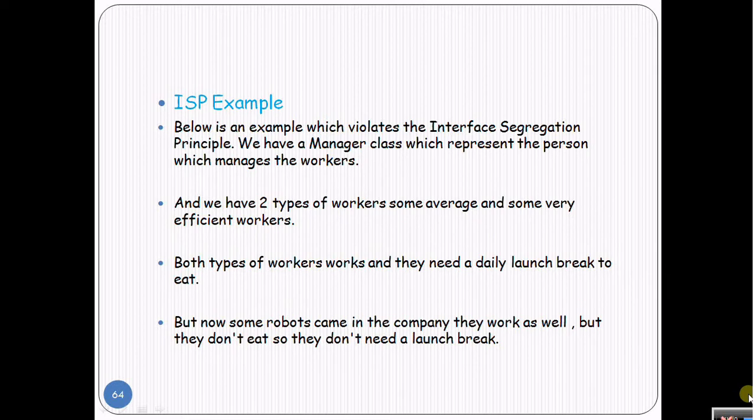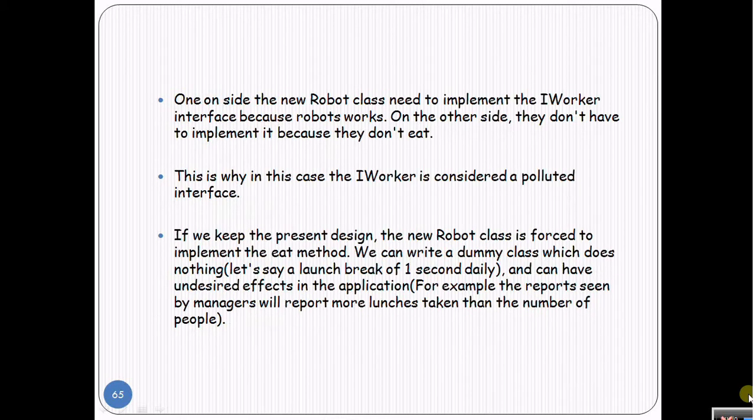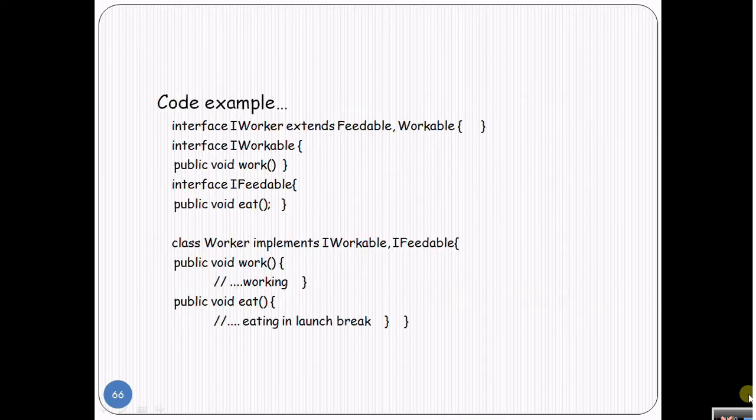ISP example. Below is an example which violates the interface segregation principle. We have a manager class which represents a person who manages the workers. And we have two types of workers, some average and some very efficient. This is why, in this case, the IWorker is considered a polluted interface. If we keep the present design, the new robot class is forced to implement the eat method.